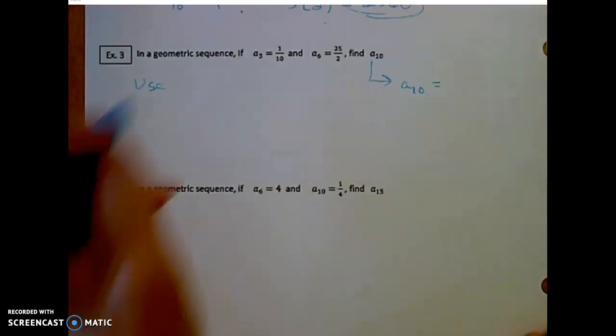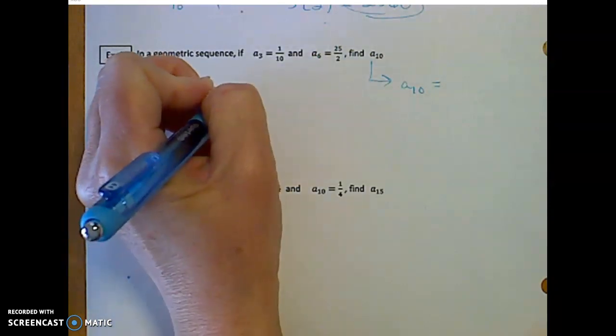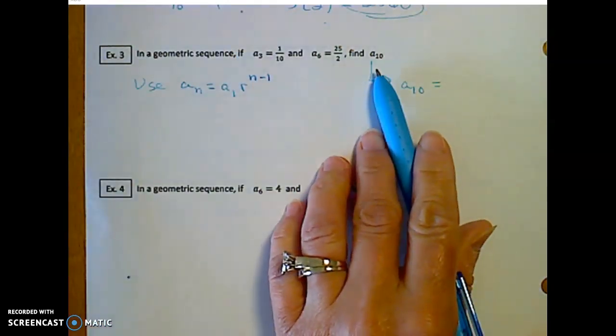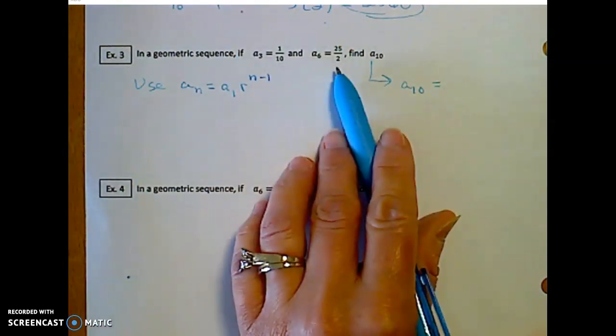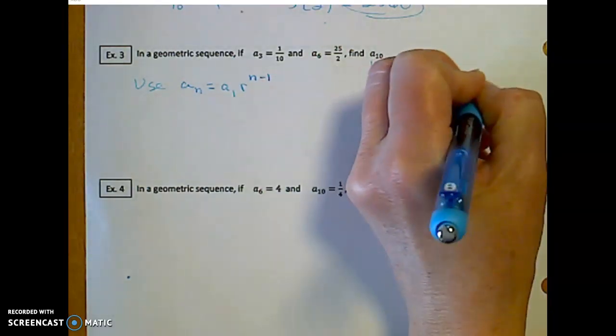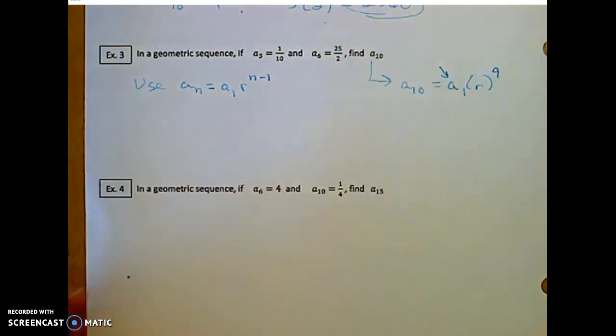Okay, here's a geometric sequence. We only have one formula so far. A sub n is always the first term times r to the n minus 1. You're asked to find the 10th term if you know the third and the sixth. So the 10th term is going to be the first term, whatever that is, times the ratio to the 9th. So we need to find two things. We need to find the first term, and we need to find the common ratio.